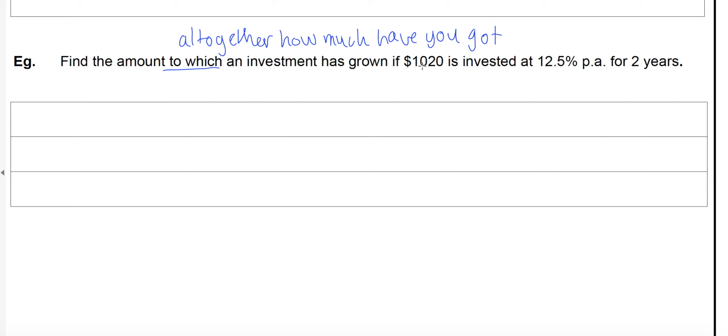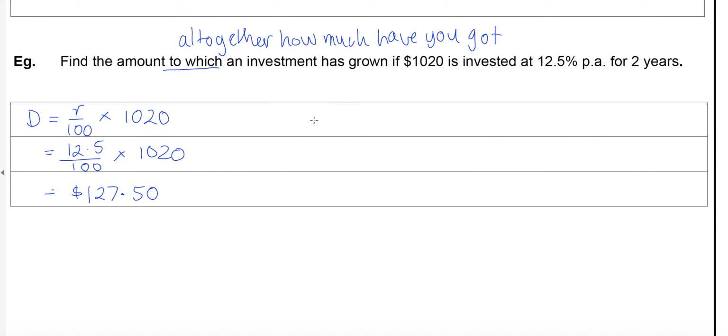So this is how much was invested, 1,020, 12.5%, and it's 2 years worth of interest. So first of all, I want to know how much interest am I earning year on year. 12.5% of 1,020, so that's going to give me 127.50.